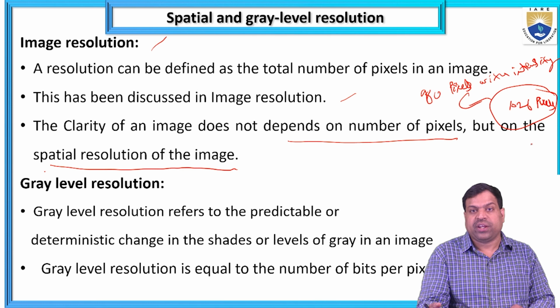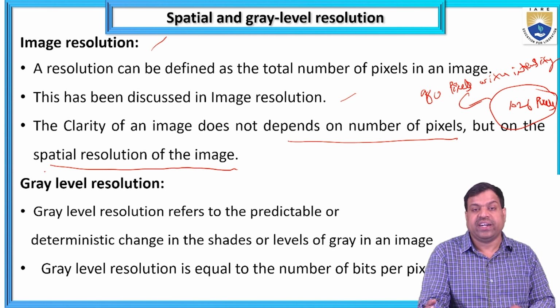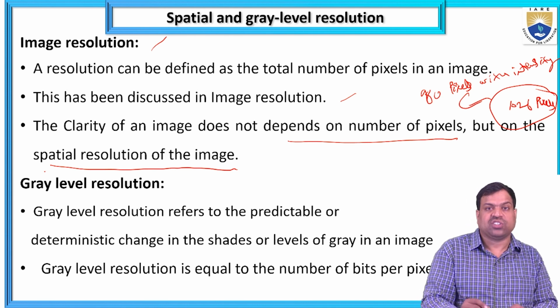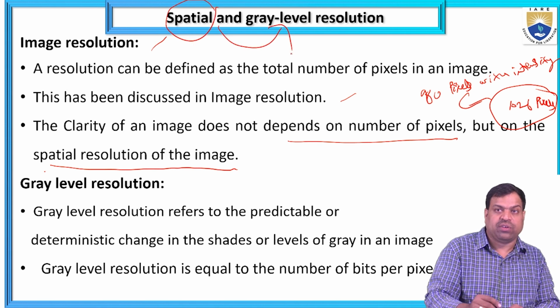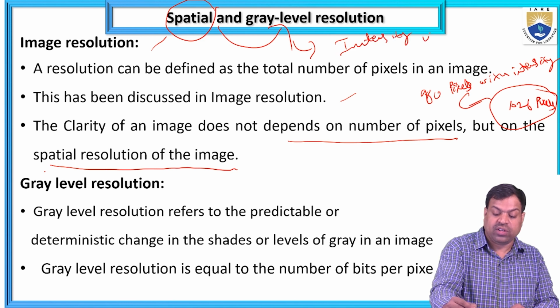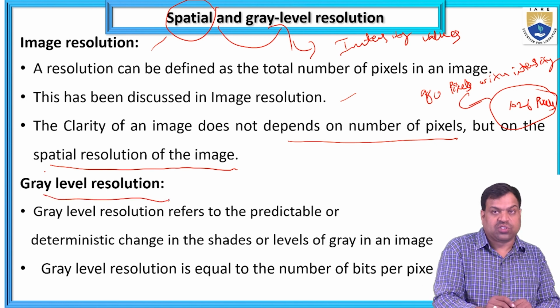So out of the total number of pixels, how many pixels have intensity values? That process is called spatial resolution. Spatial resolution completely depends on gray levels, and gray levels are nothing but intensity values. Now, gray level resolution.